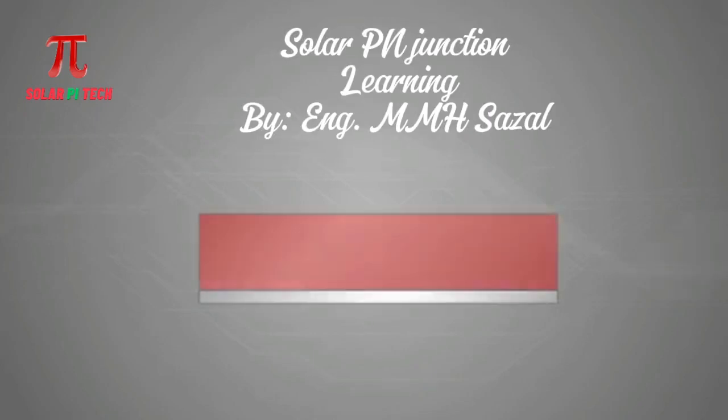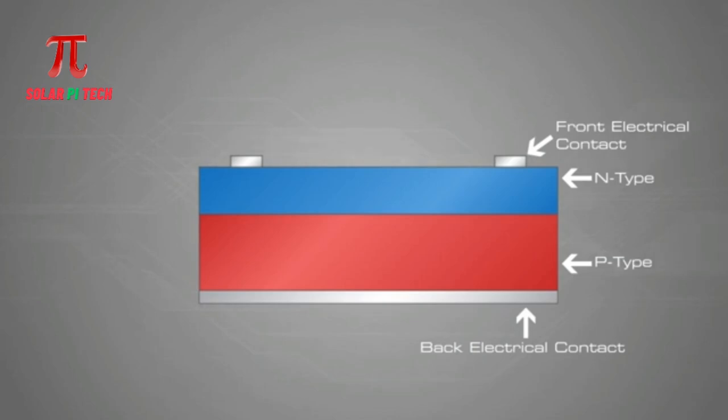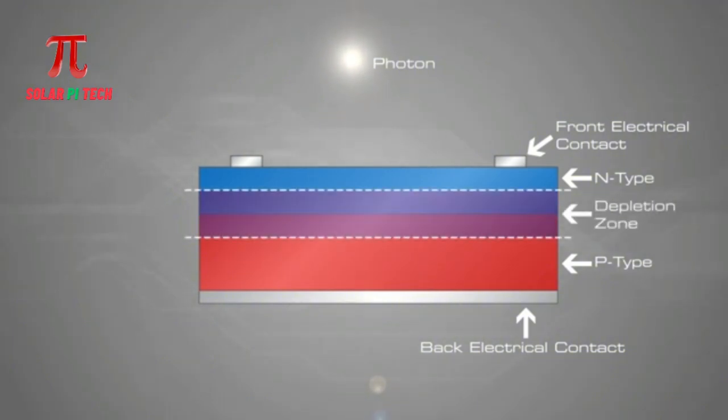A solar cell is essentially a p-n junction with a large surface area. The n-type material is thin to allow light to pass through to the p-n junction. Light travels in packets of energy called photons. The generation of electric current happens inside the depletion zone of the p-n junction.